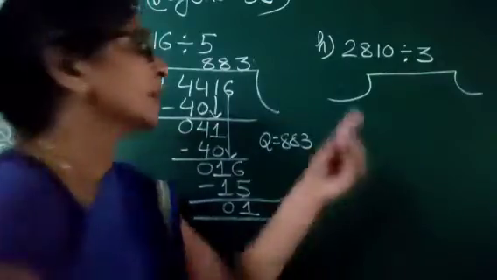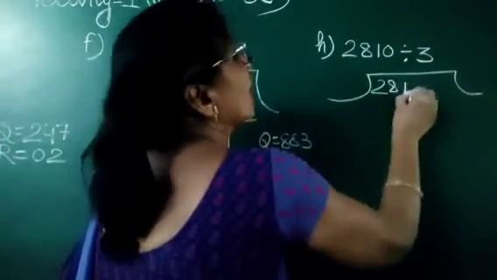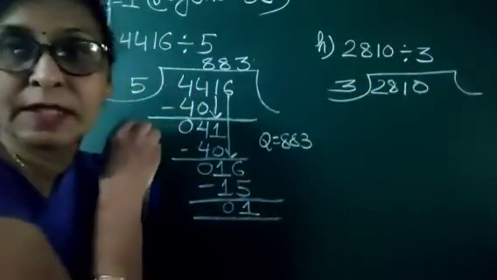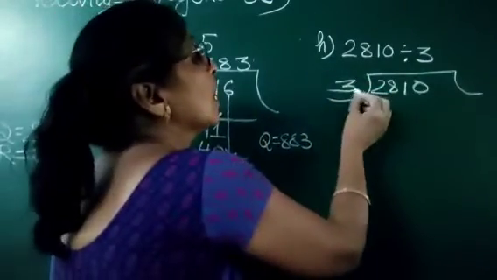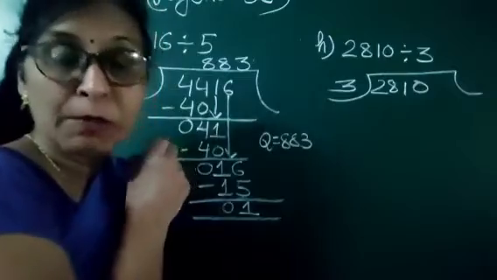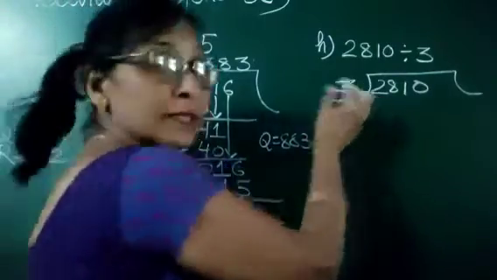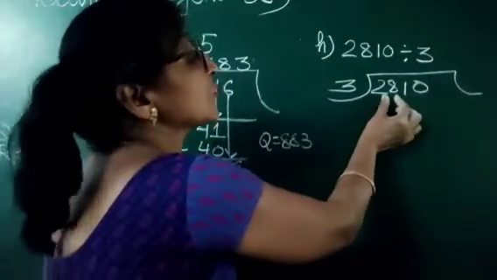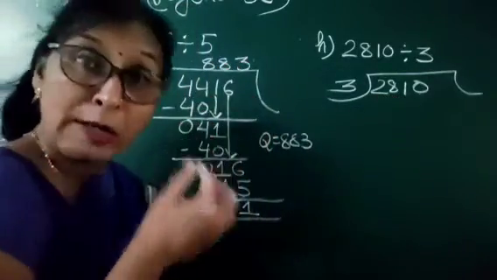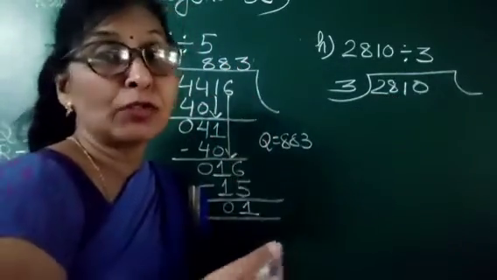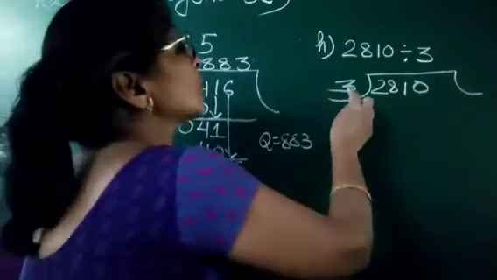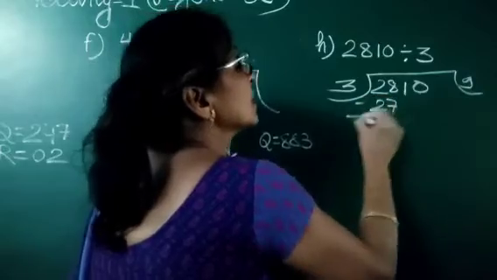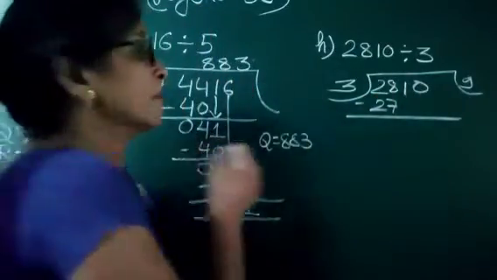That is 2810. This is the dividend, we write it here, and this is the divisor, we write it here. Now we tell the table of 3. Because the single digit does not work, we see in the double digit, that is 28, and we know in the table of 3, 28 does not come. So 3 9s are 27. You see the number nearer to this.